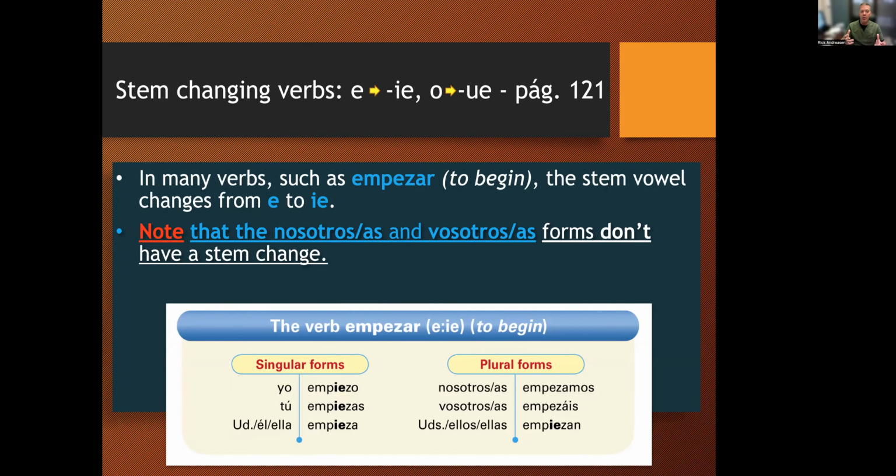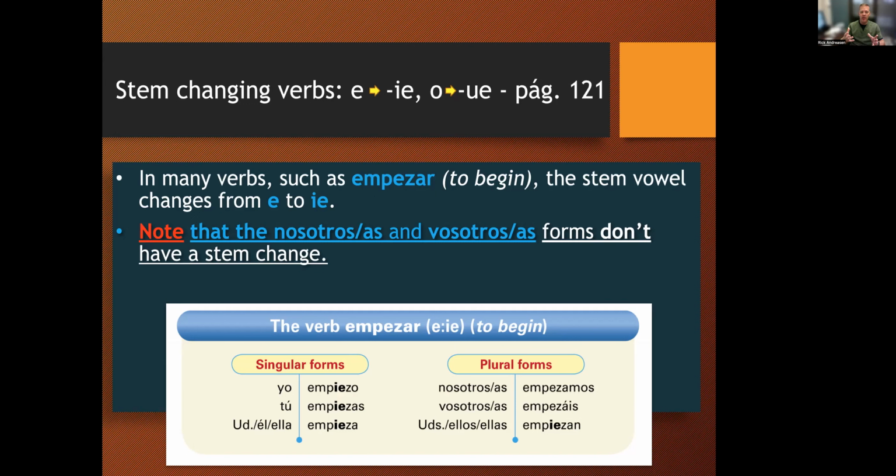So one of the more common ones is this E to IE form. Now, one thing that's going to help you a lot is that the nosotros and the vosotros forms don't change their stems. So for empezar, you'll see in parentheses there it says E to IE in the white box in the bottom in the blue highlight. So that shows us that E is going to change to IE. In the singular form, you can see the IE in the yo form, the tú form, the usted, él, and ella form. And on the plural side, you can see it only in the ustedes, ellos, and ellas side.